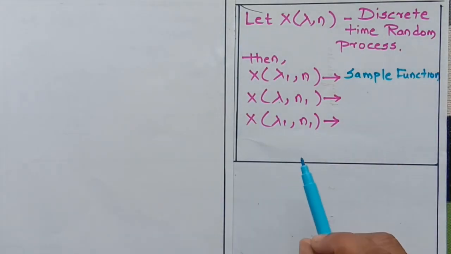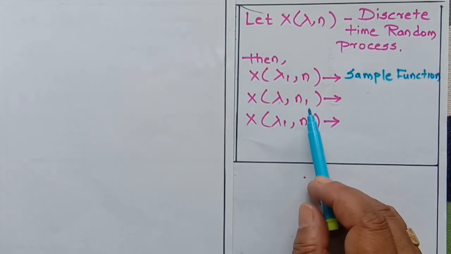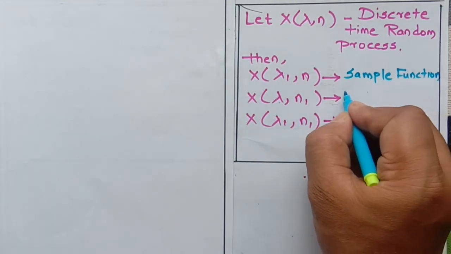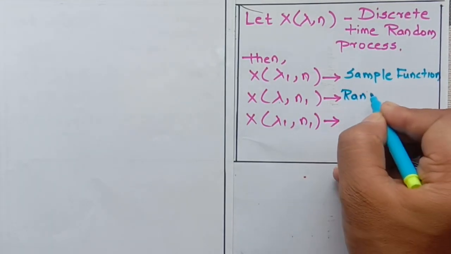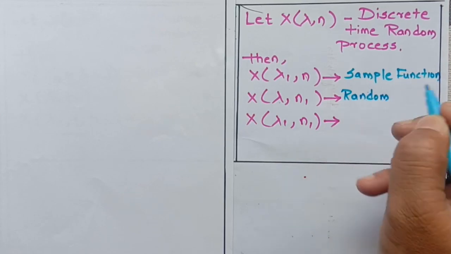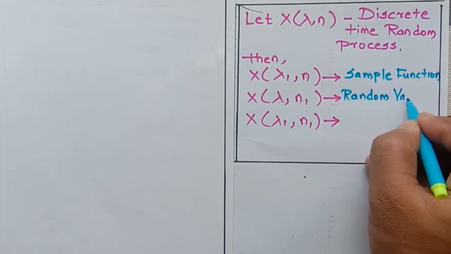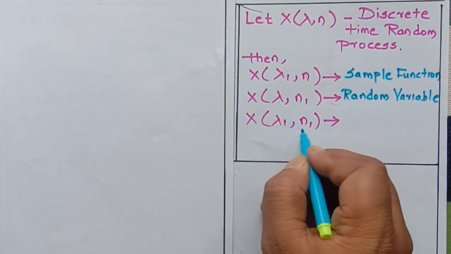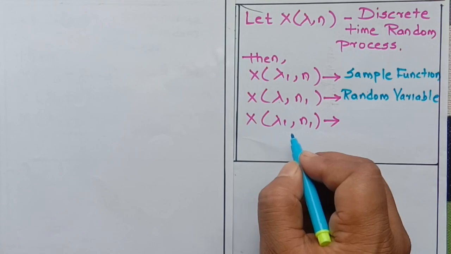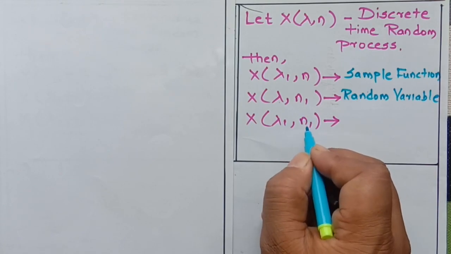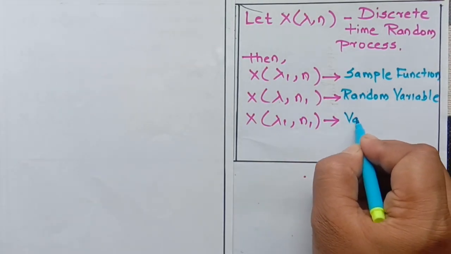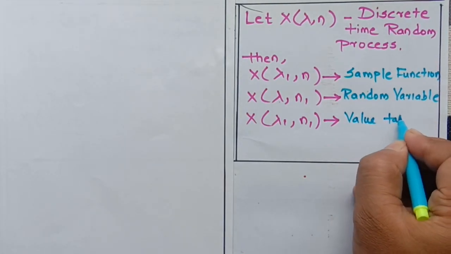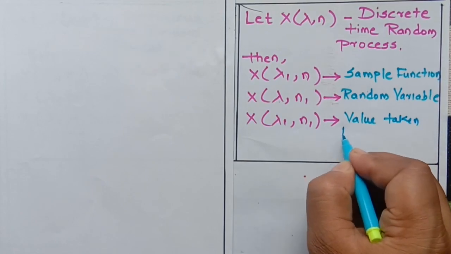What about this x of lambda comma n1? At a particular instant n1 we are going to measure, so it would become what? Random variable. And what about the next? It means it has taken the value at a particular instant n1, so it is a value taken by the random variable.